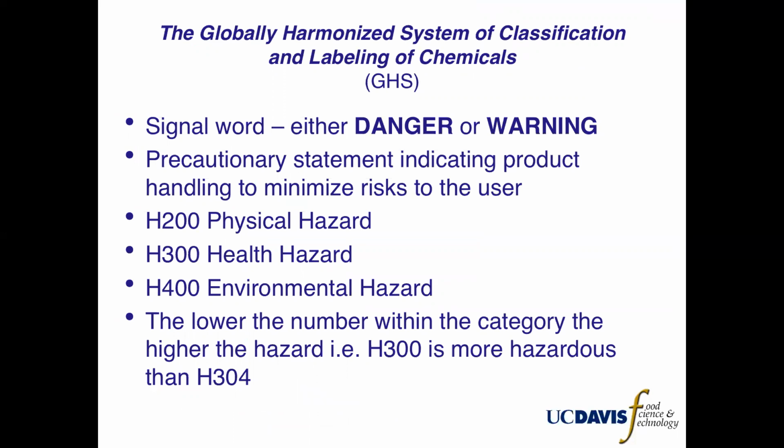Hazards of the chemical are associated with an H code. H200s are physical hazards, H300s are health hazards, and H400s are environmental hazards. The lower the number within a category, the higher the hazard. So H300 is more hazardous than H304.